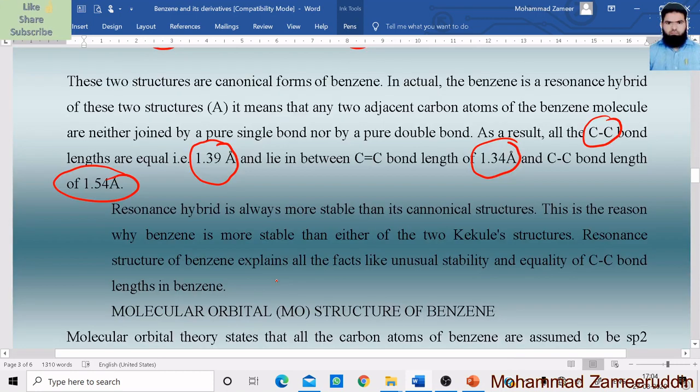ठीक है. Now a resonance hybrid is always more stable than its canonical structures. This is the reason why benzene is more stable than either of the two Kekule's structures. The resonance structure of benzene explains all the facts like unusual stability, equality of carbon-carbon bond lengths in benzene, and its behaving like an unsaturated compound. These objections or limitations have all been explained by the resonance structure of benzene. Is this clear?